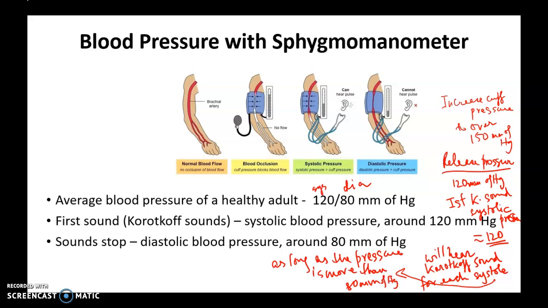As soon as the cuff pressure is 80 millimeters or less, you hear the last sound, which is the diastolic pressure. When the pressure is equal to or less than 80 millimeters, the sound stops, and that represents your diastolic blood pressure, which again should be around 80 millimeters of mercury if you're a healthy adult. Okay, so that's the principle behind blood pressure.